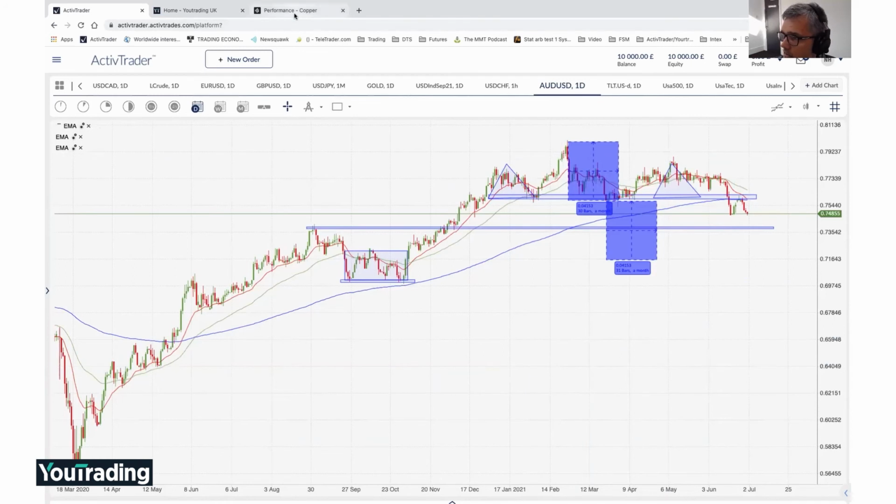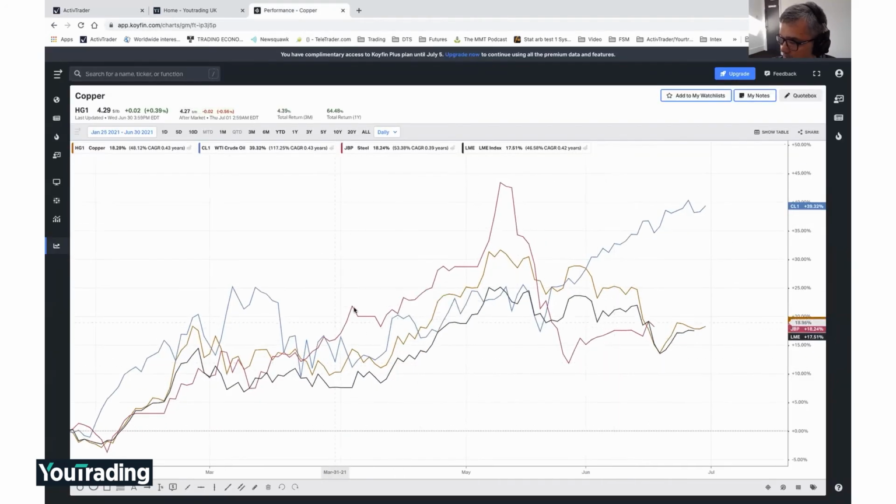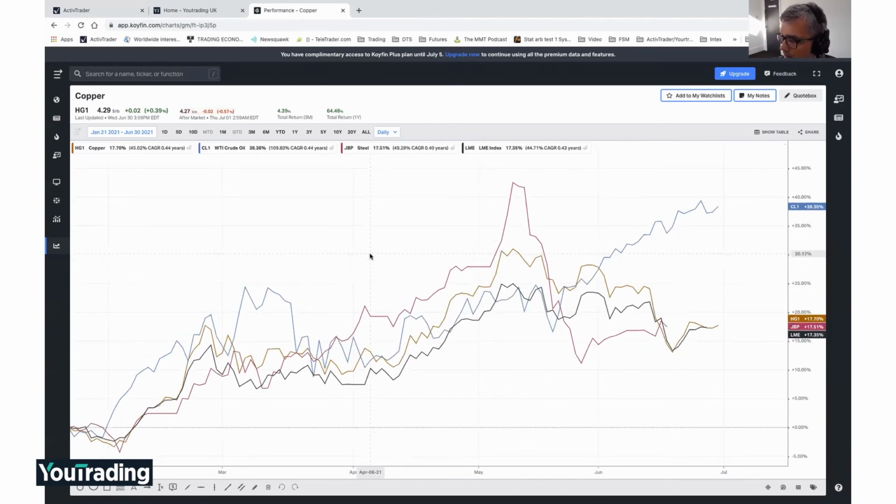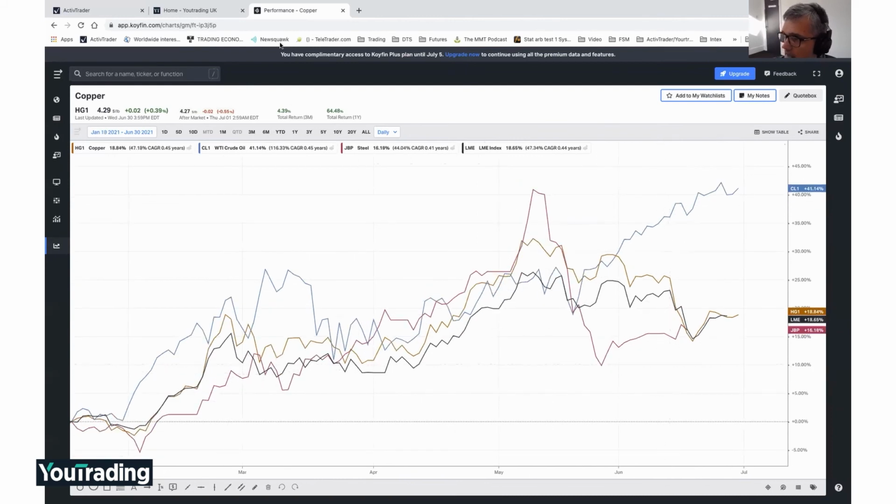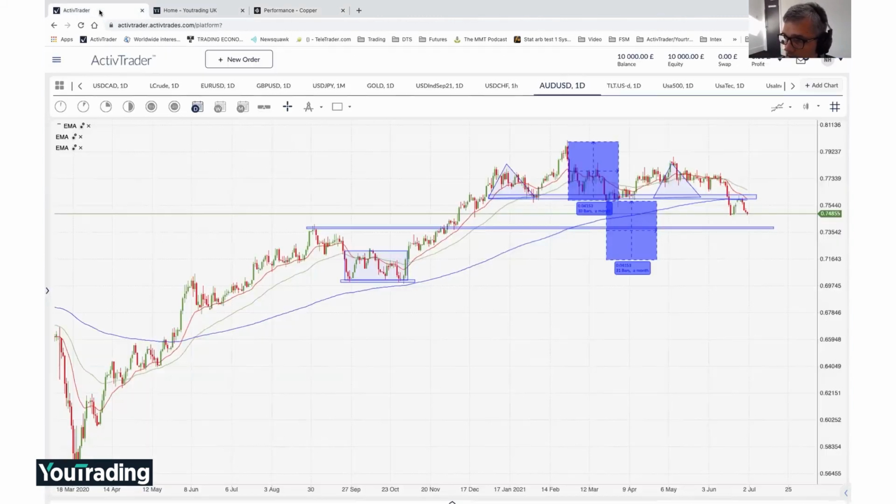If we go to a chart with some metals, we've got the steel and copper versus the London Metal Exchange Index. They're all pointing down now, even though the only rising part of this chart is the oil. So as energy prices increase, the metals are obviously declining, and that's also to do with the dollar.